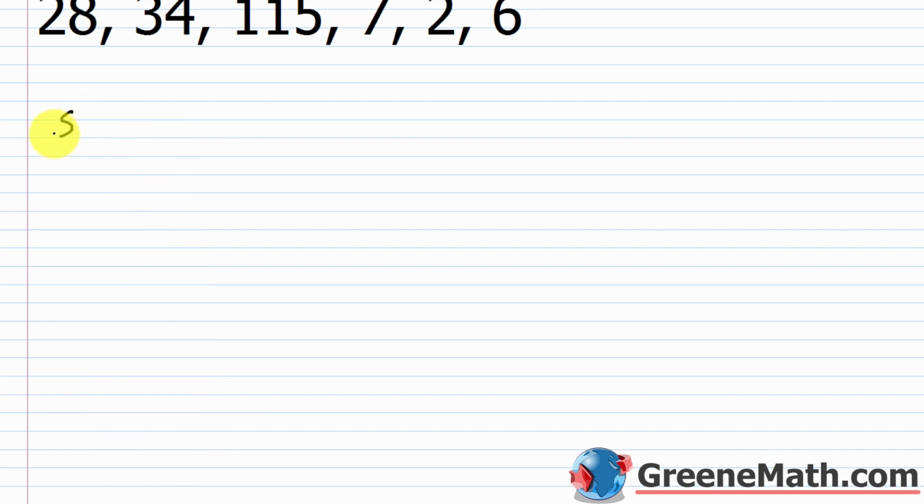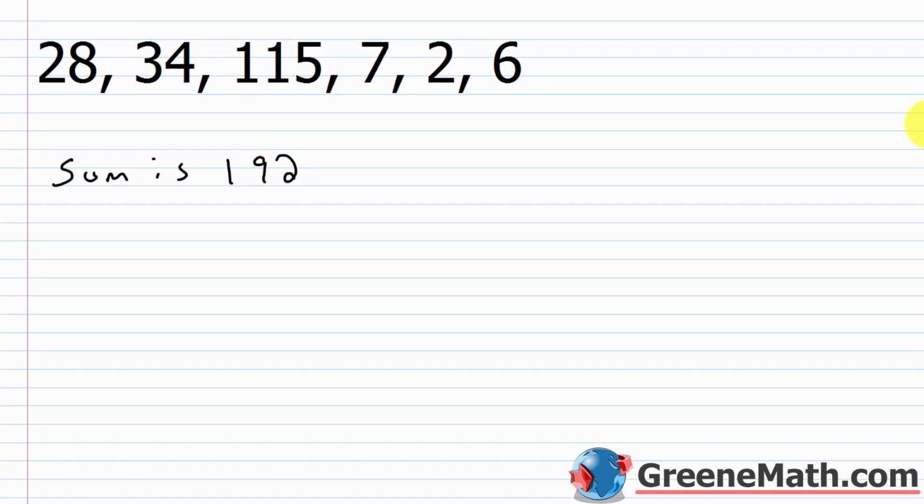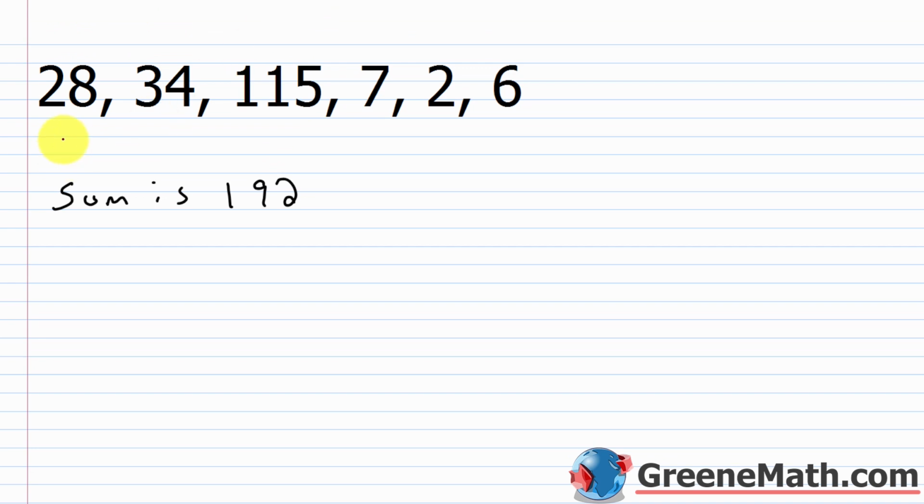So the sum is 192. Now, how many numbers do we have in our group? Well, we have 1, 2, 3, 4, 5, 6. We have 6 numbers in the group.